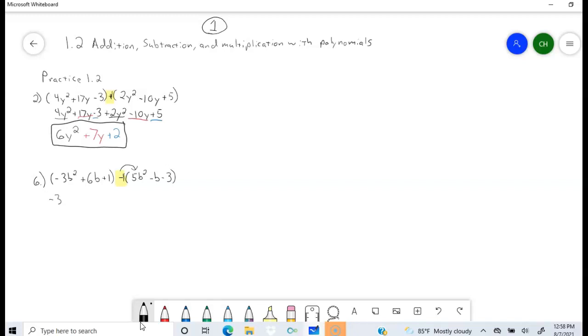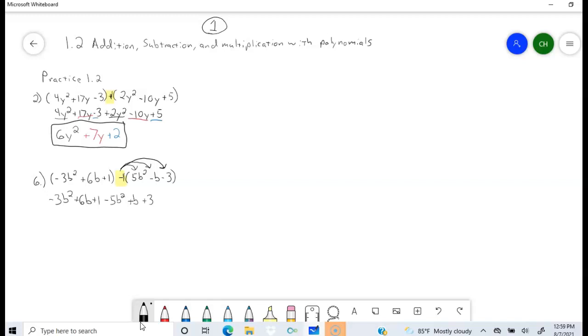This one will just drop, and that's negative 3b squared plus 6b plus 1. Negative 1 times 5b squared is minus 5b squared. Negative 1 times negative b is plus b. And negative 1 times negative 3 is plus 3. So really, every time there's a minus outside that quantity, we know we're just going to change all the signs in it. We just have to be really careful not to skip that step.